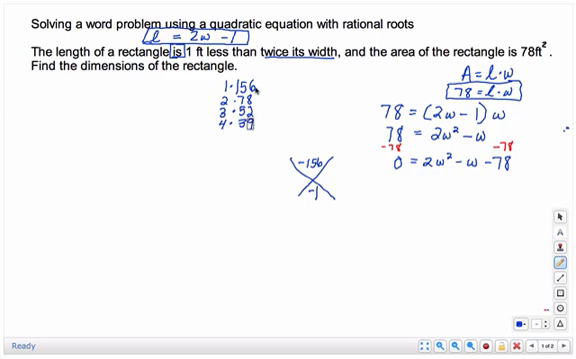5, it doesn't end in a 5 or a 0, so I know that's not going to work. 6, I know I can divide it by 6 because I have a 2 and a 3 here. So let's see, 6 times 26. And then 7 doesn't work, 8's not going to work because this is not even. 9, nope.